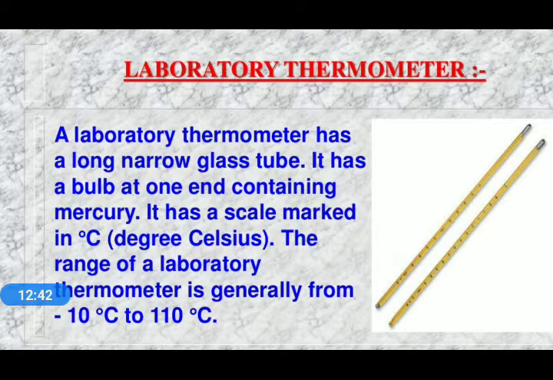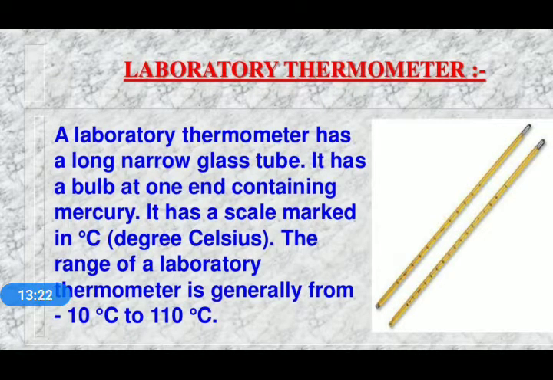Now, the next thermometer, which is used to take the temperature of other bodies instead of the human body, is known as the laboratory thermometer. A laboratory thermometer has a long narrow glass tube. It has a bulb at one end containing mercury. It has a scale marked in degrees Celsius. The range of a laboratory thermometer is generally from -10 degrees Celsius to 110 degrees Celsius.